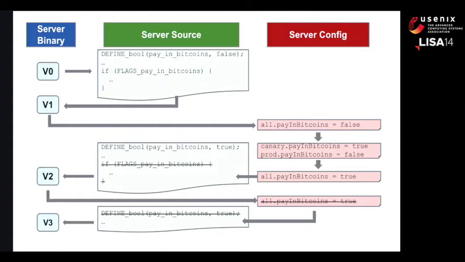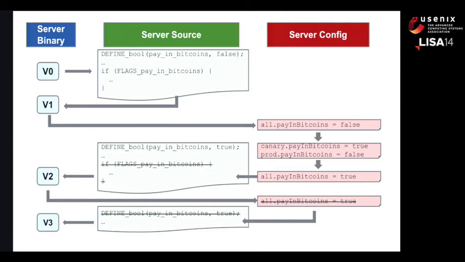So now how do you make software changes? This rather complicated looking diagram is a rather simple process, but it means you have to take things cautiously. So let's start. We start off with server binary version 0, and we want to introduce a new flag that says, hey, we're going to allow you to pay by Bitcoin. So how do you do that?